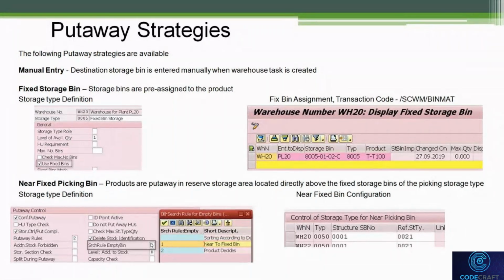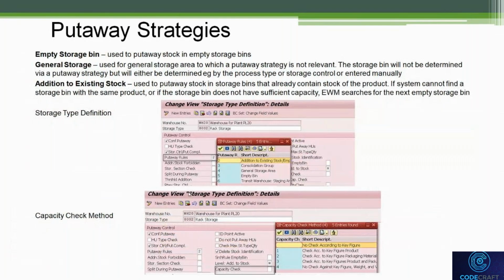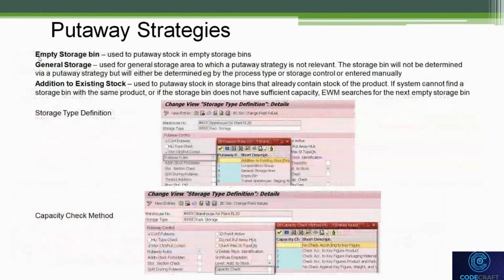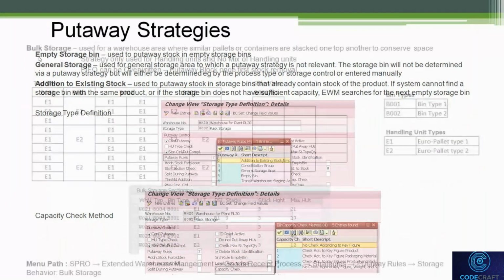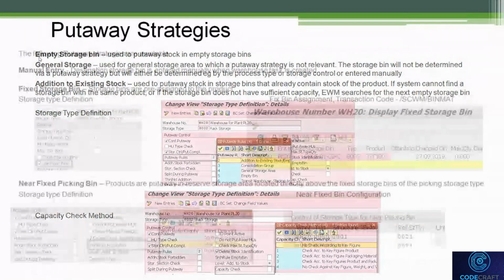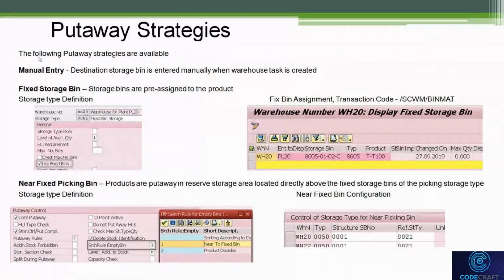If many bins qualify after the storage type, bin section and HU type check, how do we select them? In this case, these are all the put-away strategies: manual, fixed bin, next fixed bin, empty bin, general, addition to stock, bulk, and pallet. So for these strategies, we need to understand what the principle is, or what the standard SAP setup is for determining a bin.